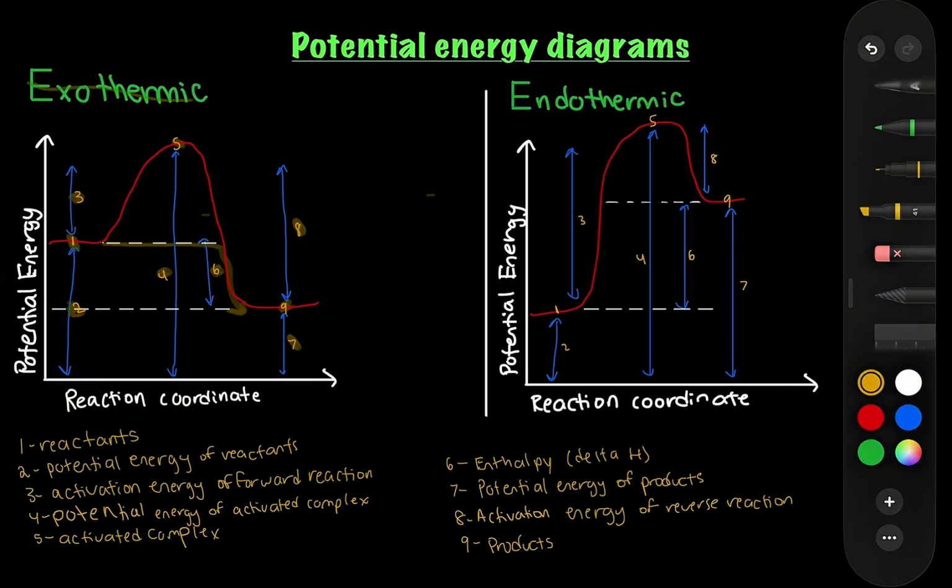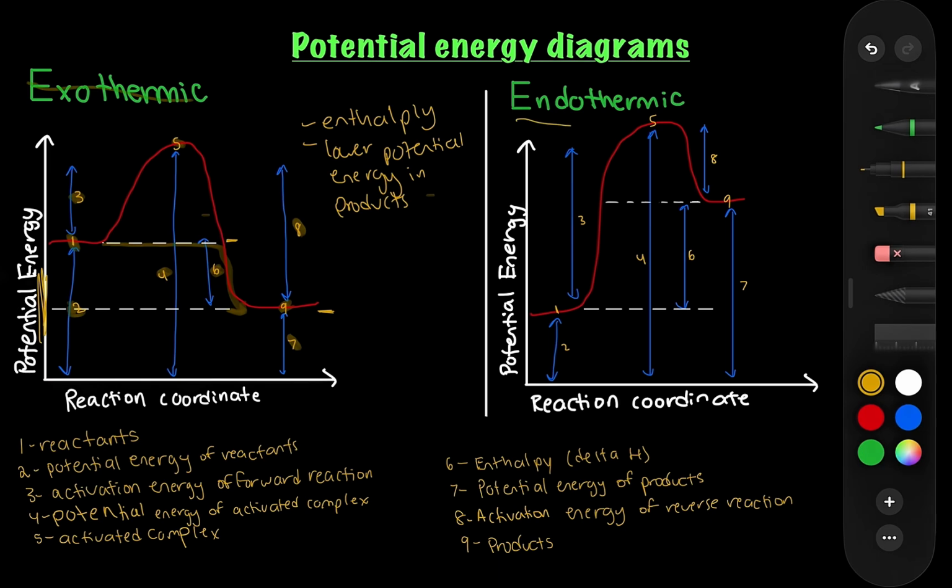So overall, in this exothermic diagram, we can see that we have negative enthalpy. What this is showing is that the potential energy, as we can see on the y-axis, is lower in the products than it is in the reactants. And once again, that's just because in an exothermic reaction, we're releasing that heat. So it's exiting the system.